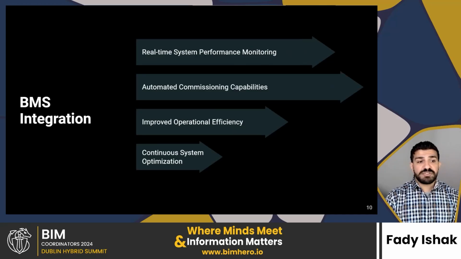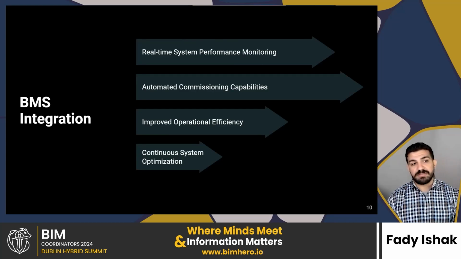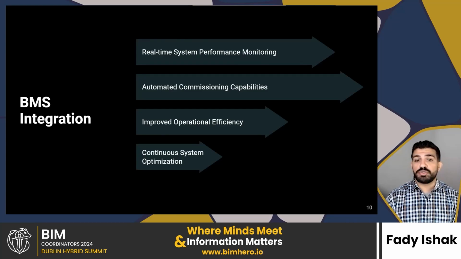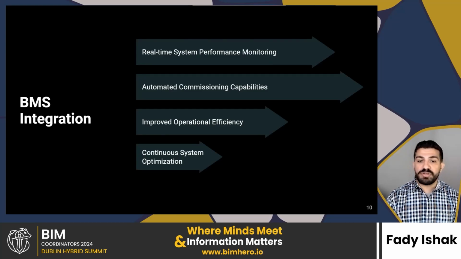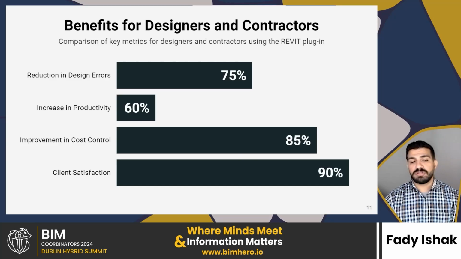The results, eventually, a complete model that identifies the location of every device you have with complete network topology and mapping that has also been represented in a 3D model and clash detected with all the other systems. And then you can take this and integrate it with your building monitoring system for real system performance monitoring, automated commissioning capabilities, improved operational efficiency, and continuous system optimization. The benefits of this are reduction in design errors, increase in productivity, improvement in cost control, and overall client satisfaction.